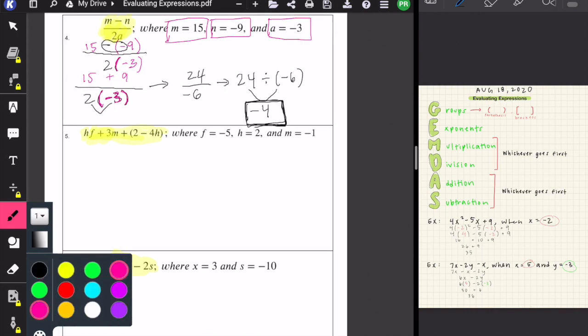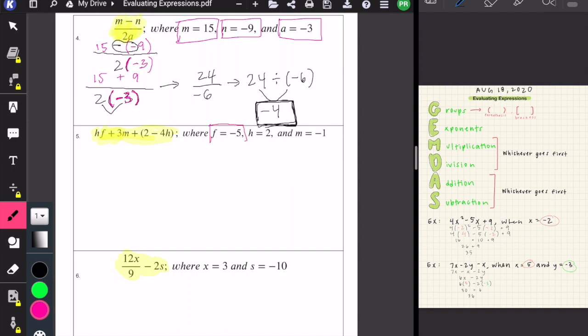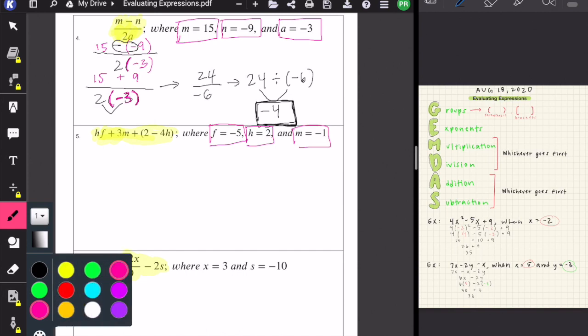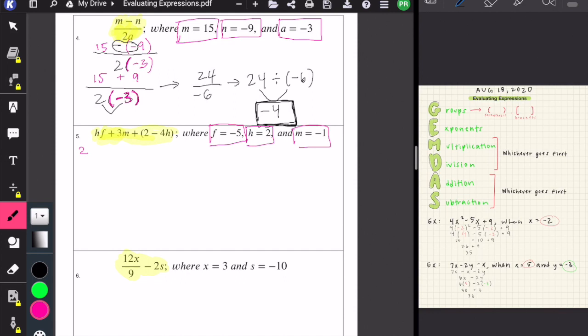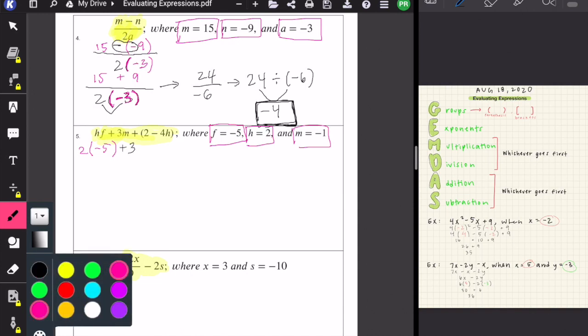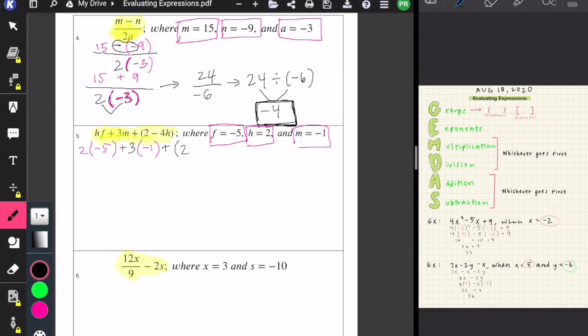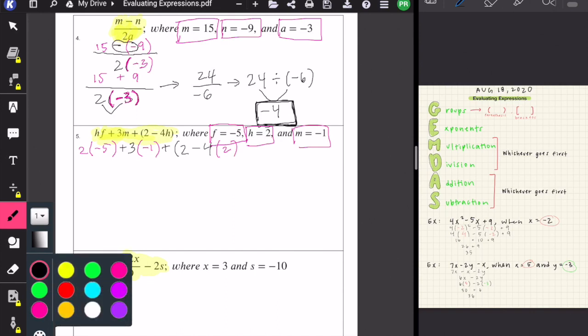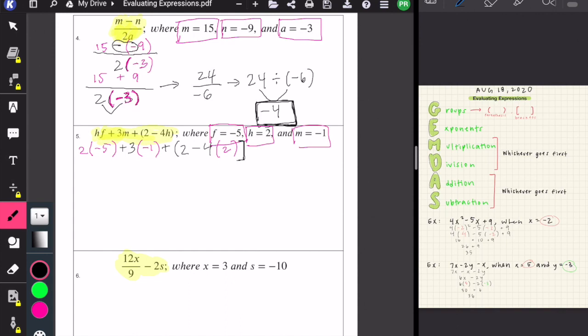Number 5 has also 3 variables. All right, let's start with h. So h is a 2. 2 multiplied by a -5 plus 3 multiplied by m, which is a -1, plus a quantity 2 minus 4, and then h, which is that +2. Well, look at that. Looks like we're going to need help with GEMDAS, right? We're going to need a little help from GEMDAS.